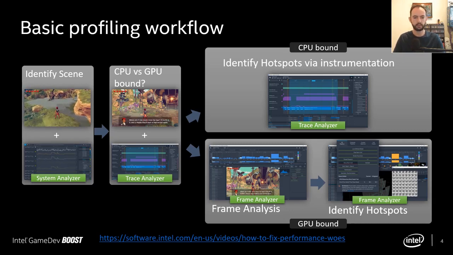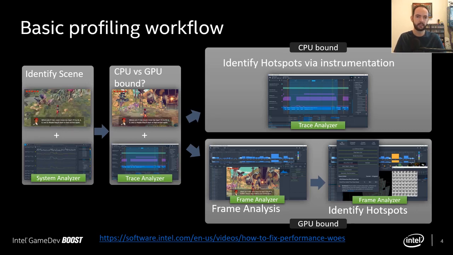So, for example, we use System Analyzer, which is a real-time tool that gives you both system-wide and per-process metrics to identify the scene that we wanted to focus our efforts on. That would mean all the points of view, perhaps the different levels, maybe a combat scene, something like that, or something that can get overlooked is looking at the different graphic settings that you can be using.